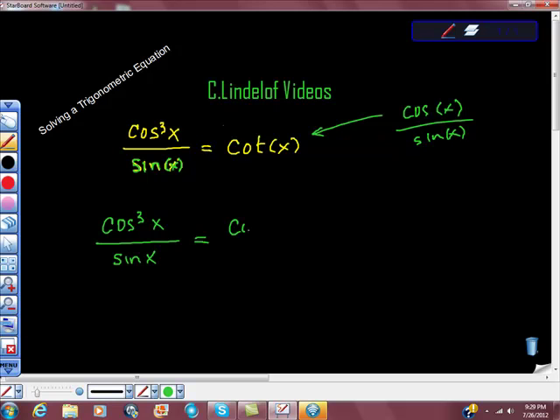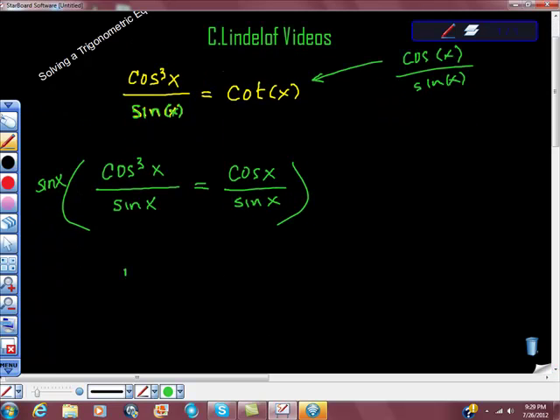So if I rewrite it this way, hopefully you can see that we start to get something here. Right? And we can cross out these two things. If it makes you feel better, we can multiply the whole thing by sine of x. If we multiply the whole thing by sine of x, we would get cosine cubed x is equal to cosine x. And here, I think we can see where this is true, but I'm going to go ahead and break this thing out anyway.